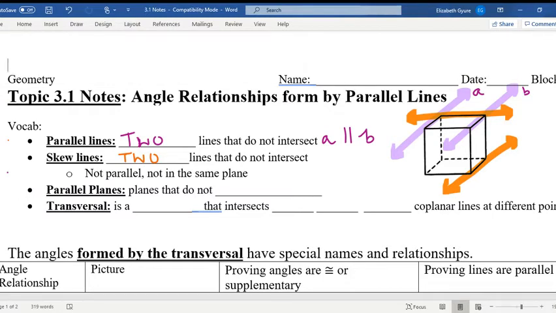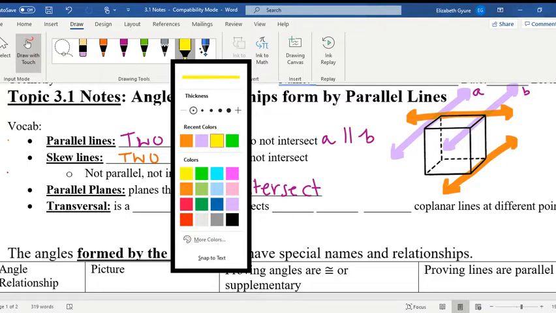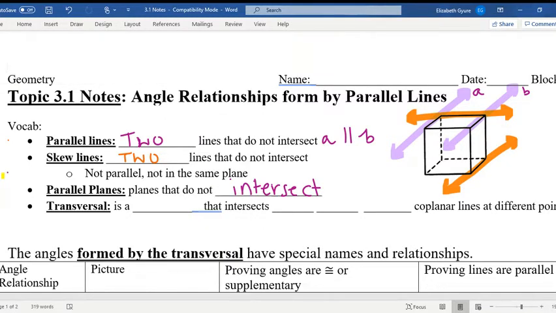Parallel planes. These are planes that do not intersect. Would your box maybe have some parallel planes in it? Yeah, maybe. What would be an example of some parallel planes in your box? Sure, maybe the front plane and the back plane. What else could work? The left and the right, bottom and top, right? Those would all be parallel. So when I'm talking about parallel planes, these are two planes that do not intersect.